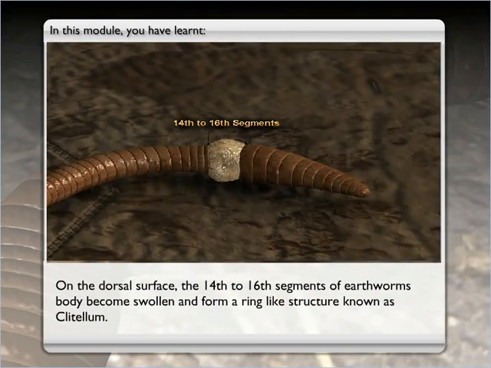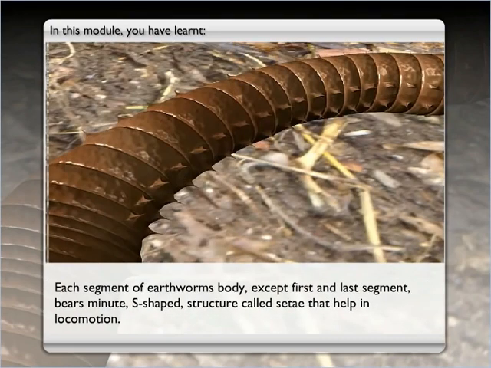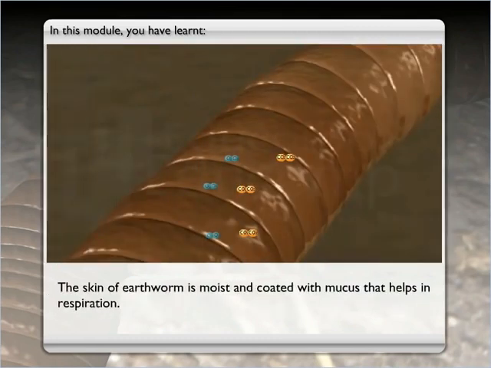On the dorsal surface, the 14th to 16th segments of the earthworm's body become swollen and form a ring-like structure known as the clitellum. The mid-ventral line of the 14th segment bears the genital opening, and a pair of male genital pores is present upon the 18th segment. Each segment of the earthworm's body, except the first and last segments, bears minute S-shaped structures called setae that help in locomotion. The skin of the earthworm is moist and coated with mucus that helps in respiration.